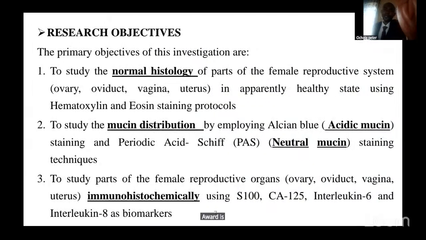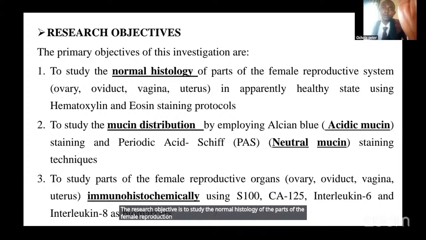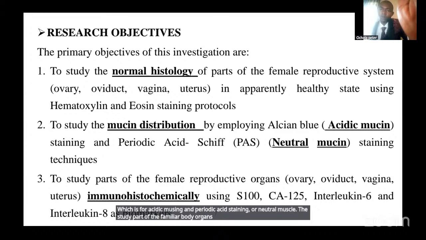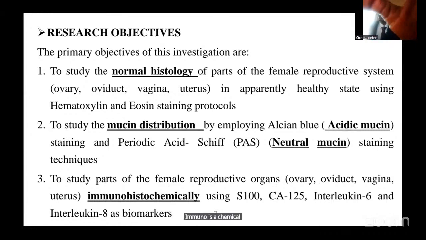The research objective is to study the normal histology of the parts of the female reproductive system, including ovary, oviduct, vagina, and uterus, in apparently healthy state using hematoxylin and eosin staining protocol. Also to study the mucin distribution by employing Alcian blue, which is for acidic mucin, and periodic acid Schiff staining for neutral mucin techniques. To study part of the female reproductive organs immunohistochemically using 4 major biomarkers, which are S100 protein, calcium CA125, interleukin 6, and interleukin 8 biomarkers.